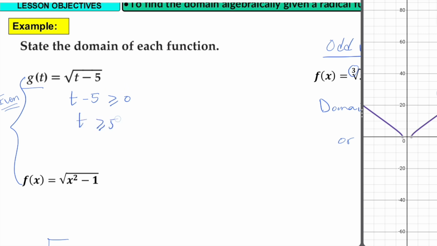So t is greater than or equal to 5. This is inequality notation. If I want to write it as interval notation, so greater than, so going to positive infinity, so 5 comma positive infinity, closed bracket at 5 side, open bracket at infinity.